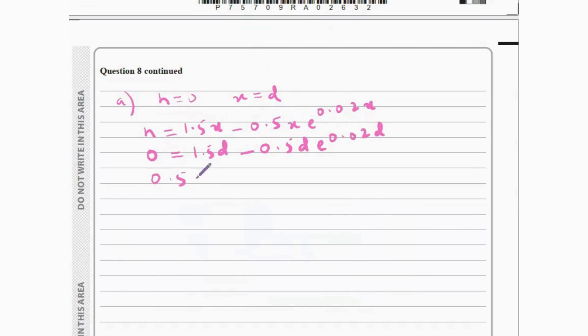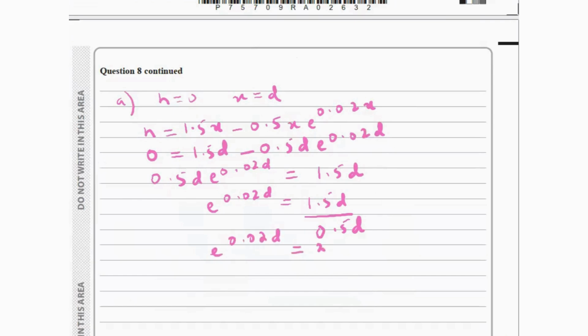So 0.5d times e to the power of 0.02d equals 1.5d. E to the power of 0.02d equals 1.5d divided by 0.5d, so that is equal to 3. So 0.02d equals ln 3. d equals ln 3 divided by 0.02.